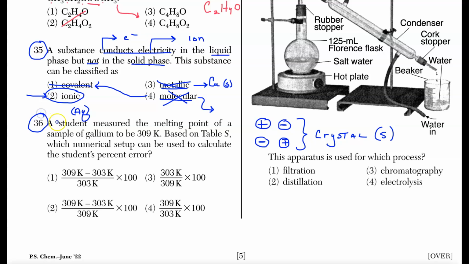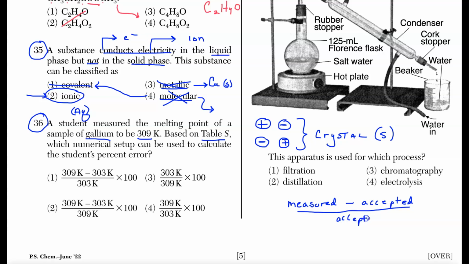Number 36. A student measured the melting point of a sample of gallium to be 309. Based on table S, they're being real nice to tell you it's there. Which numerical setup can be used to calculate the student's percent error? So if the student measured 309, hey, that's the measured. Now, the percent error formula is given to you in table T. And it's measured minus the accepted. This accepted is in some form of publication. In our example, it's in a reference table. And table T says measured minus accepted divided by the accepted.